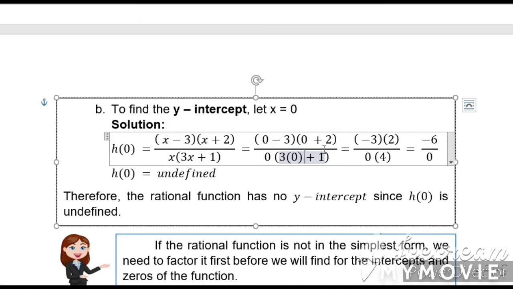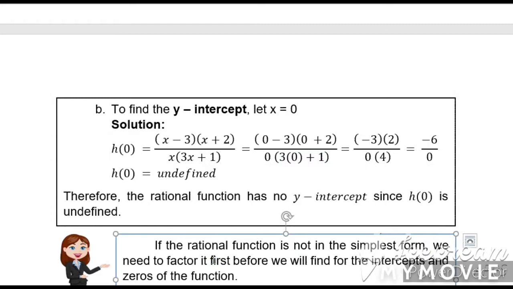So this will become 0 minus 3 equals negative 3. 0 plus 2 equals 2. Multiply: negative 3 times 2, that is negative 6, all over 0 times 4 equals 0. Hence, since the denominator is 0, that is undefined. Therefore, h of 0 is undefined, meaning the rational function has no y-intercept, since h of 0 is undefined. So there is no y-intercept.